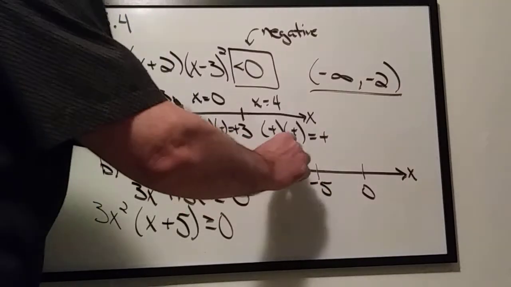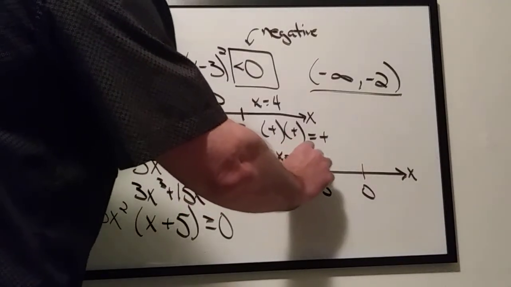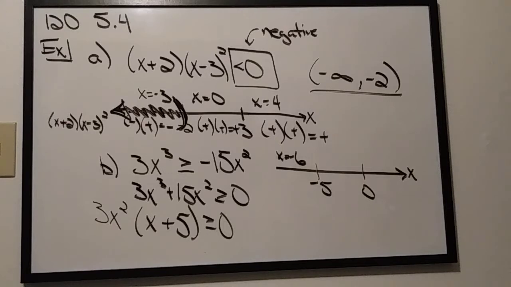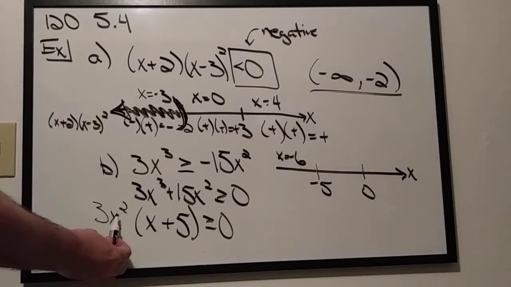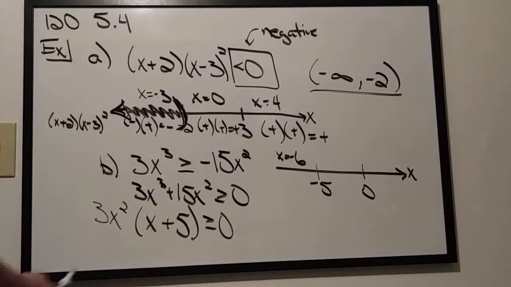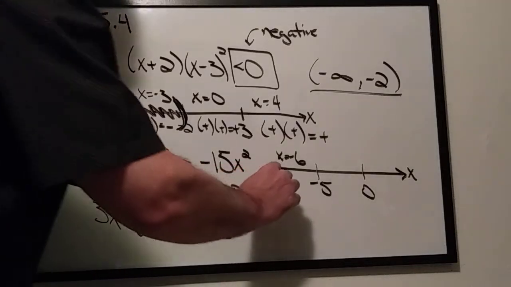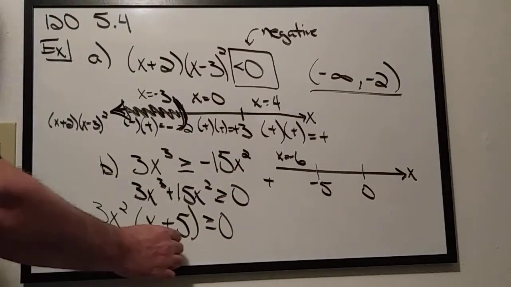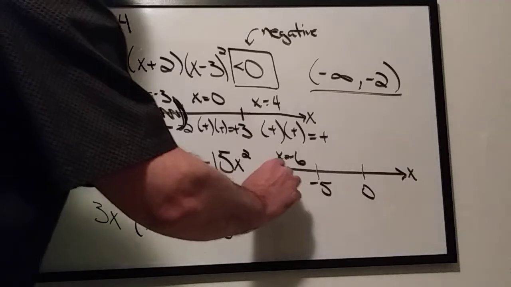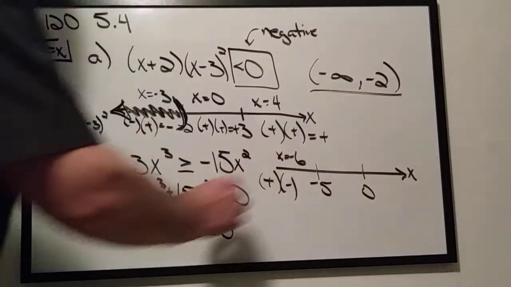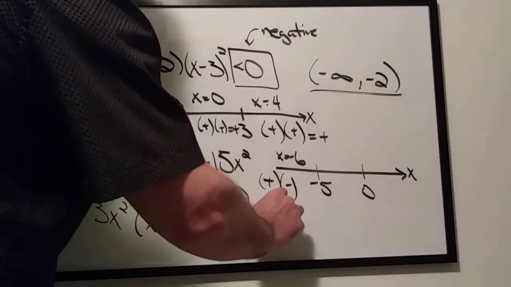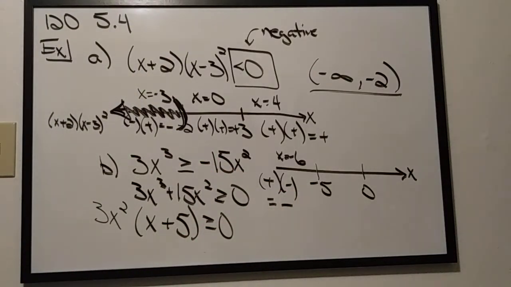So left of negative 5, we can choose an x value like negative 6. And what I'm going to do then is think about what happens when I plug a negative 6 in to each one of these factors and ask what's happening with the sign. So we have a positive 3 times a negative 6 squared. Negative 6 squared is going to be a positive 36. So we have a positive times a positive, that's going to be a positive. And then we have a negative 6 plus 5. Negative 6 plus 5 is a negative. So if I multiply that positive times that negative, that means we are going to have a negative answer in that particular region.